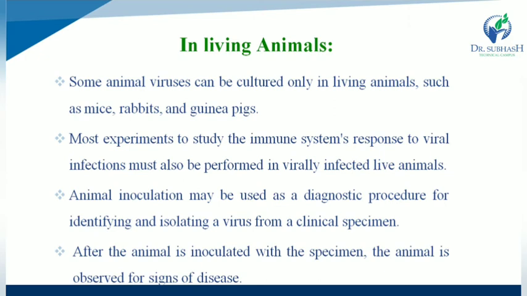Animal inoculation may be used as a diagnostic procedure for identifying and isolating a virus from a clinical specimen. So why is animal inoculation required? After an animal is inoculated with the specimen, the animal is observed for signs of disease.